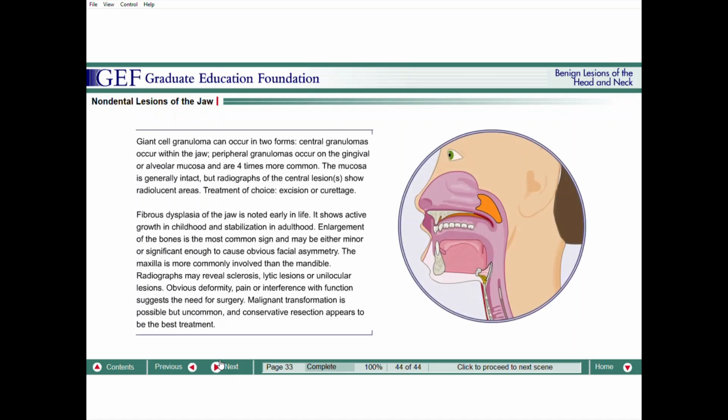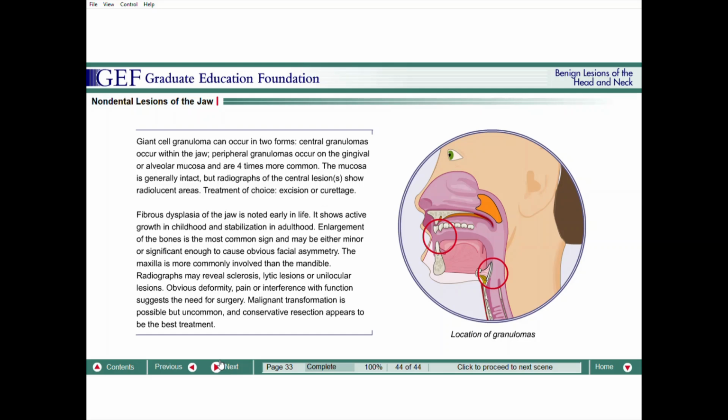Giant cell granuloma can occur in two forms. Central granulomas occur within the jaw. Peripheral granulomas occur on the gingival or alveolar mucosa and are 4 times more common. The mucosa is generally intact, but radiographs of the central lesion show radiolucent areas. Treatment of choice: excision or curettage.